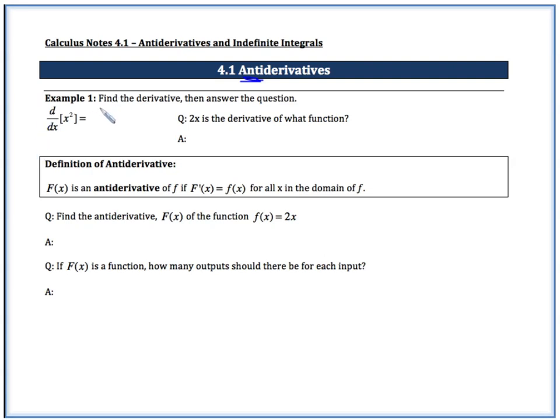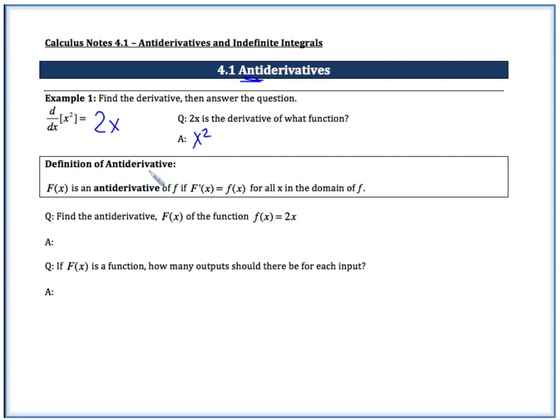So in example 1, it says find the derivative, then answer the question. So the derivative with respect to x of x squared, well, we know by the power rule is just 2x to the first. So the question, 2x is the derivative of what function? Okay, see how we word that? So 2x is the derivative of the x squared function.